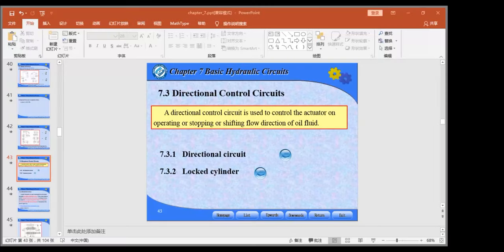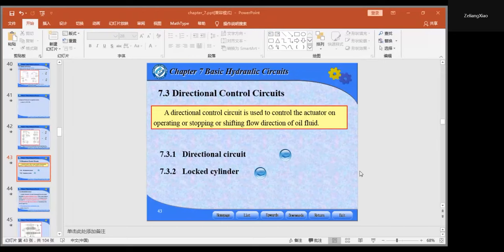We have learned chapter 7, sections 7-1 and 7-2, and today we will learn 7-3. So, 7.3, directional control circuit.